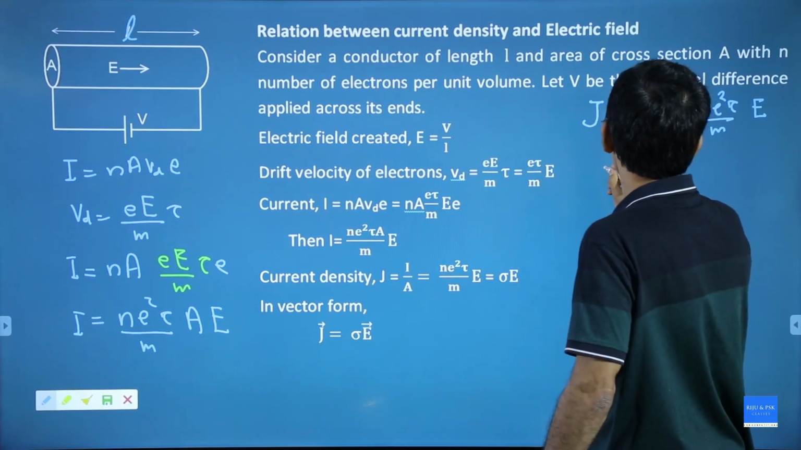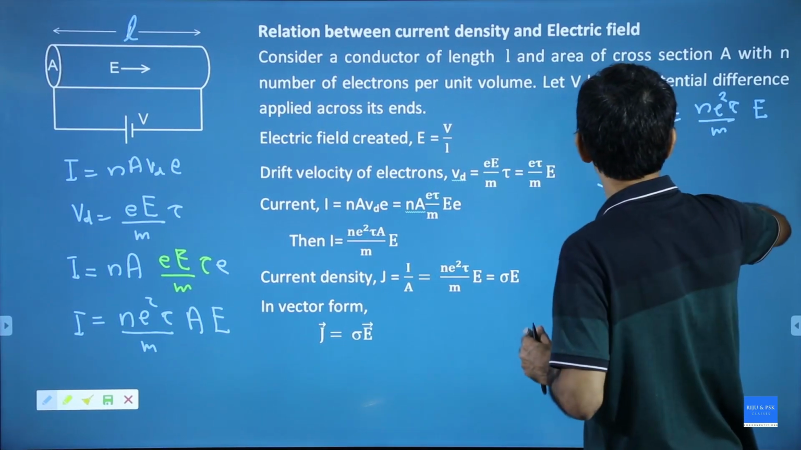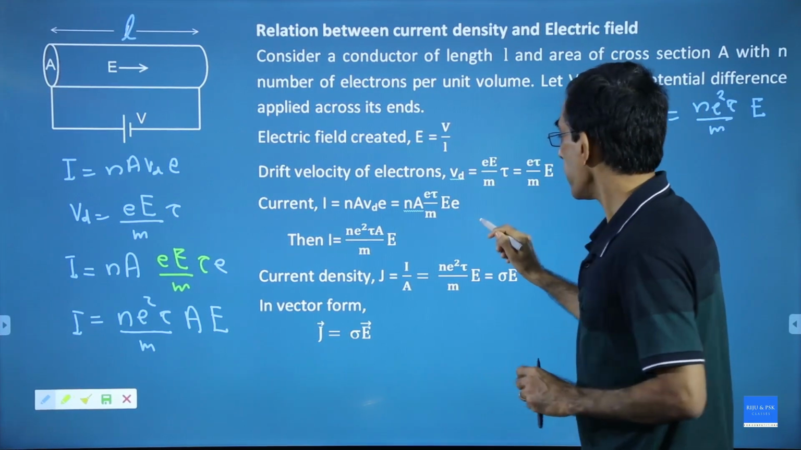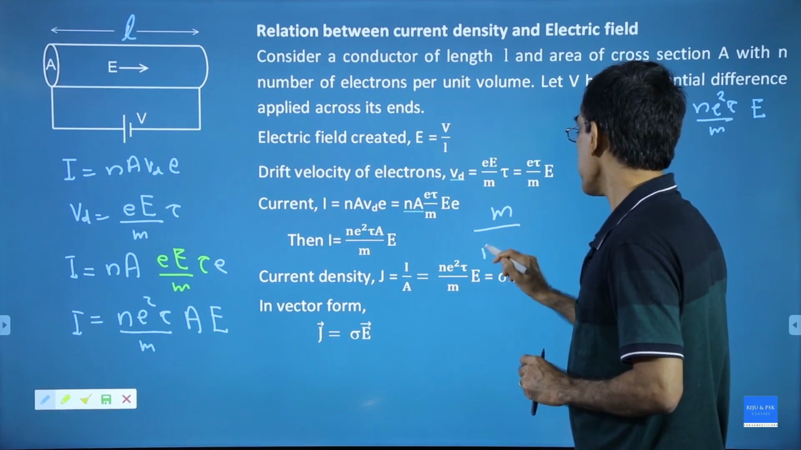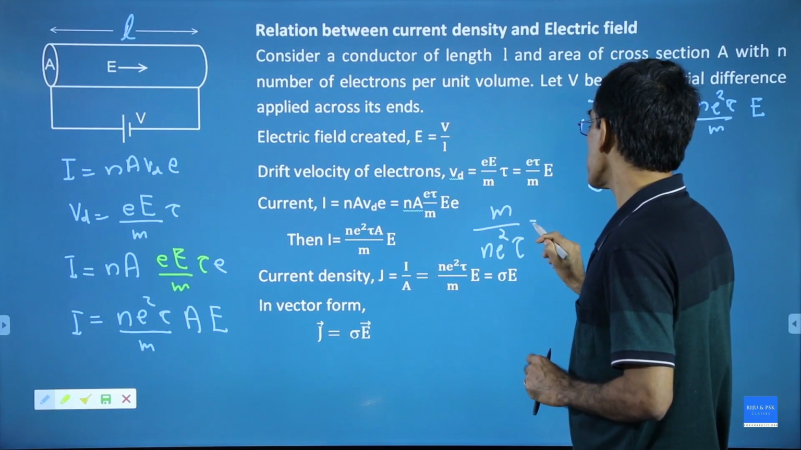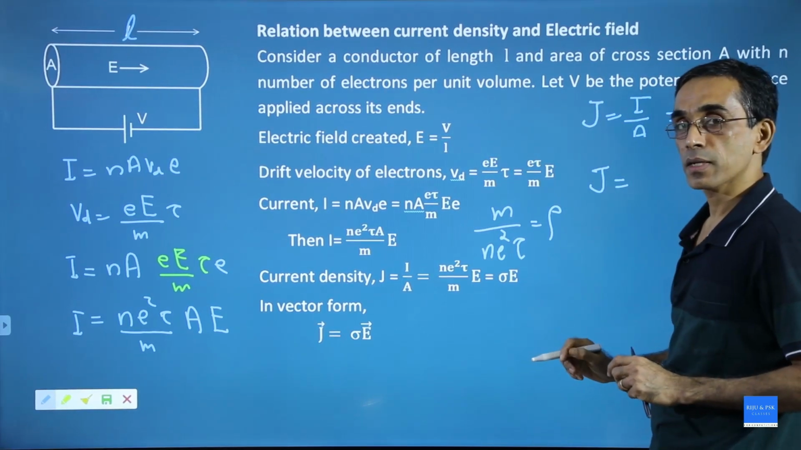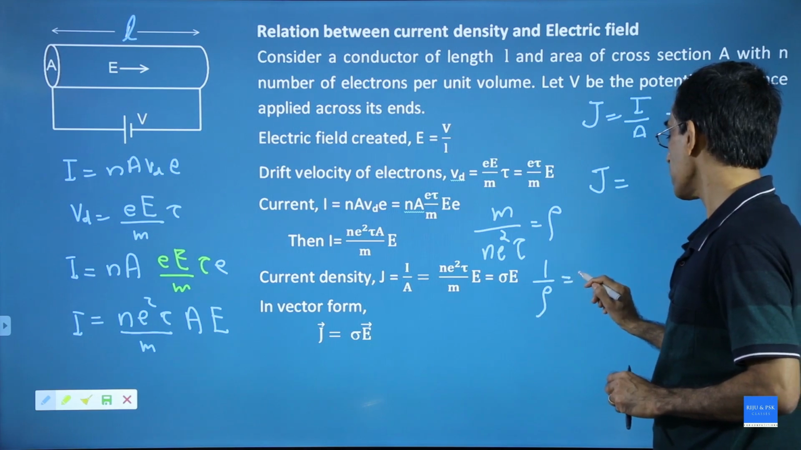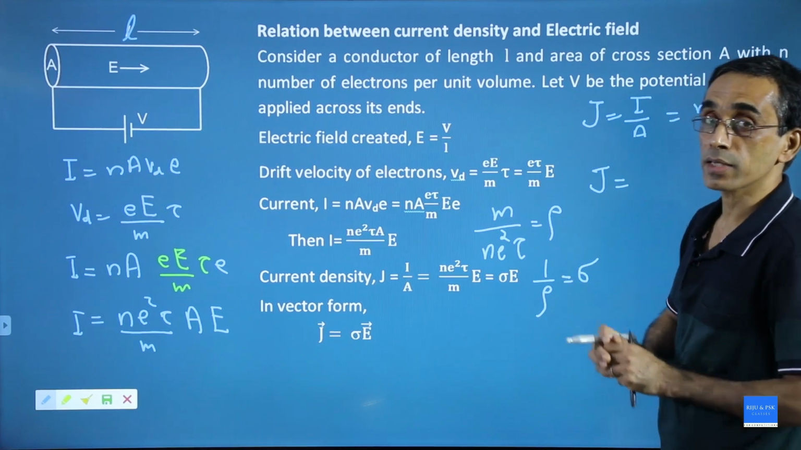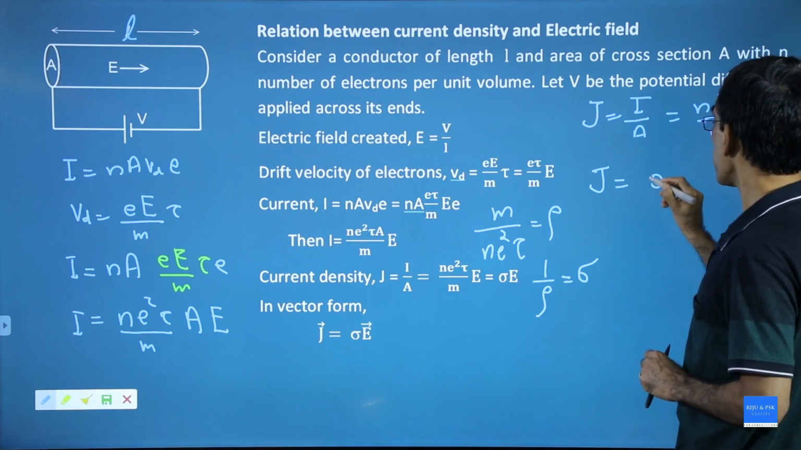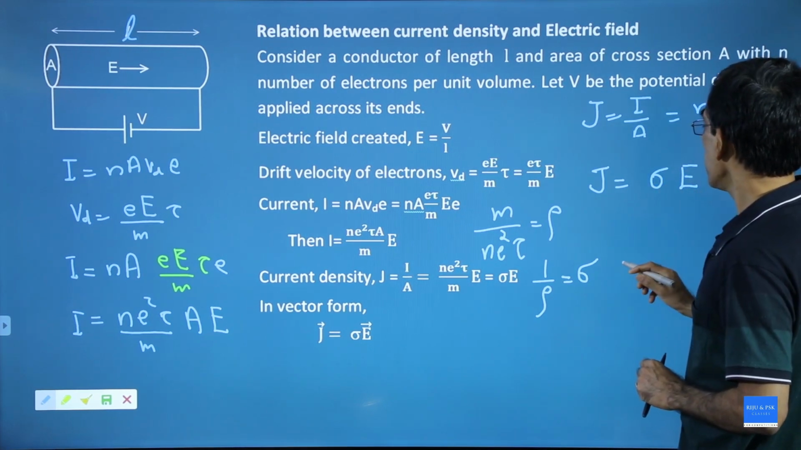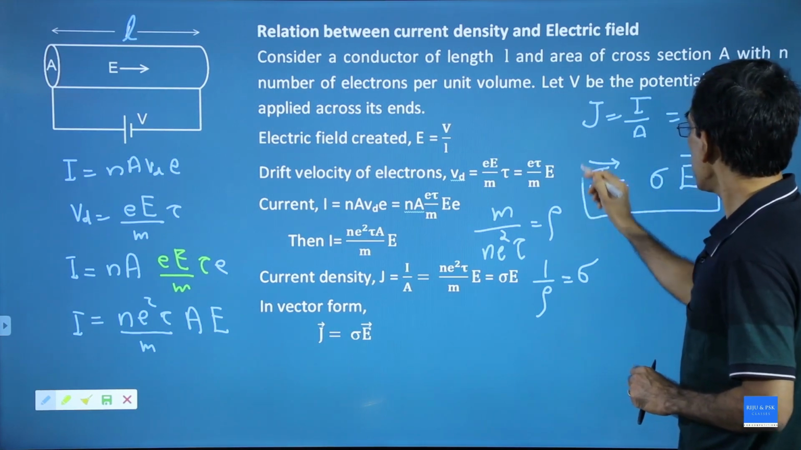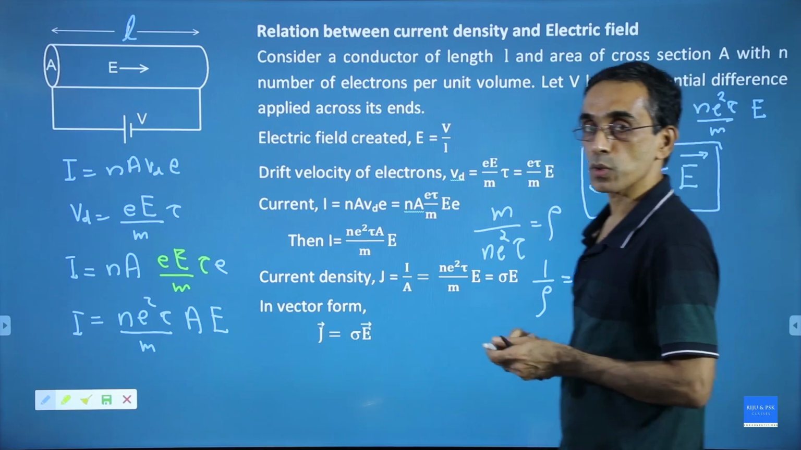So we have J equal to, what is n e squared τ by m? Earlier I told you that m by n e squared τ is ρ, the resistivity. But this is the reciprocal of resistivity, 1 by ρ, written as σ, called conductivity. So we write J equal to σ into E. In the vector notation, J equals σE. This is the microscopic form of Ohm's law.